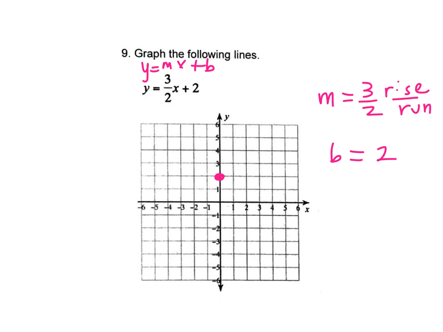So from there, I'm going to rise 3 and run 2, and then put another point. And we're going to continue the pattern in the opposite direction. So down 3/2, put a point, down 3/2, and that's all the points I can fit. Then you neatly connect them, and there you have it. It has a positive slope of 3/2, and the intercept is 2.